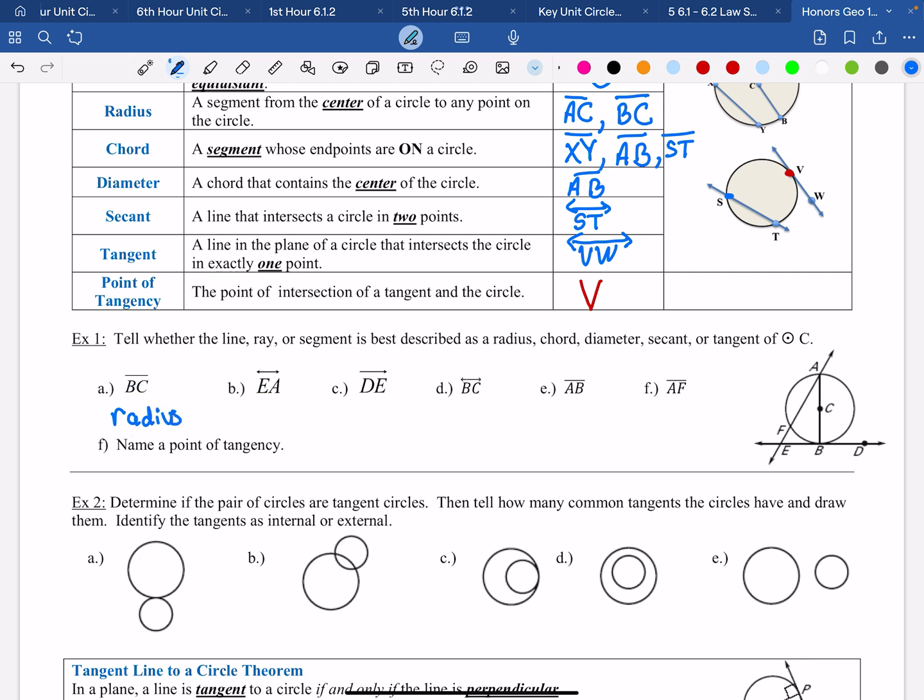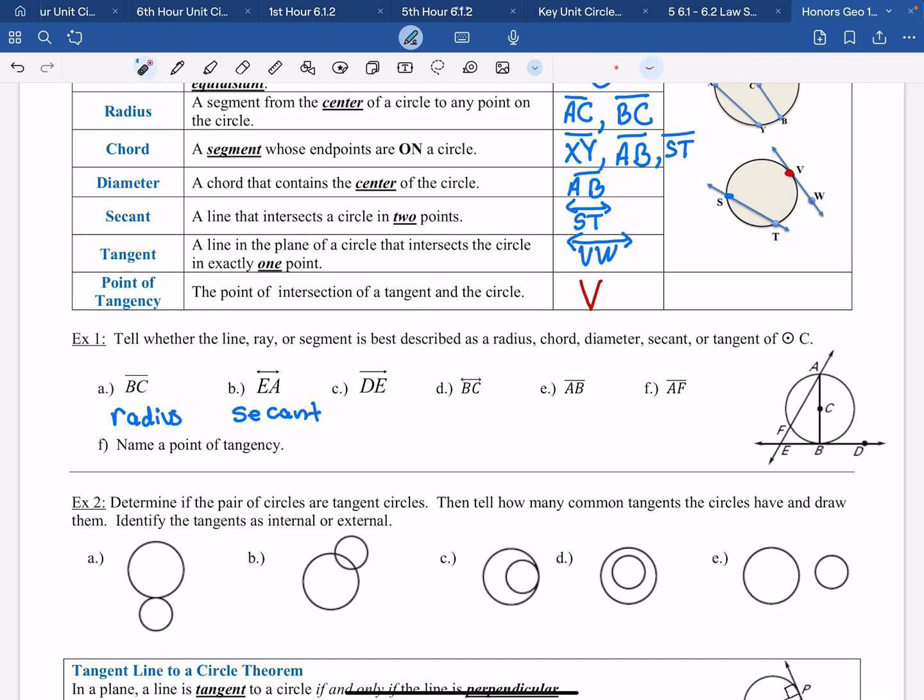Okay, next one is a line. All right, so remember, a line goes on forever. So when you look for EA, so identify where E is, identify where A is, and that, as you can see, if it's a line, it does go through the circle and exits, and it touches the circle in two places. The best way we can describe that is a secant.